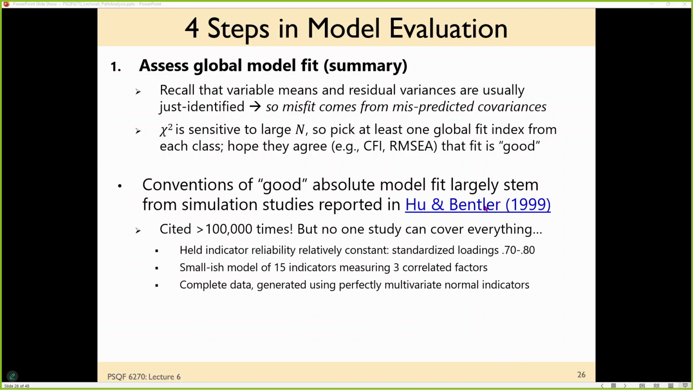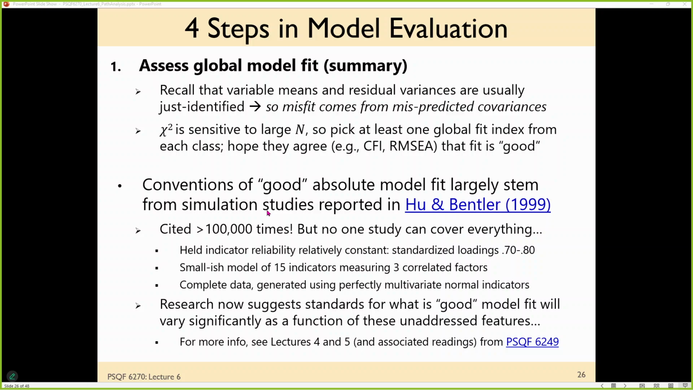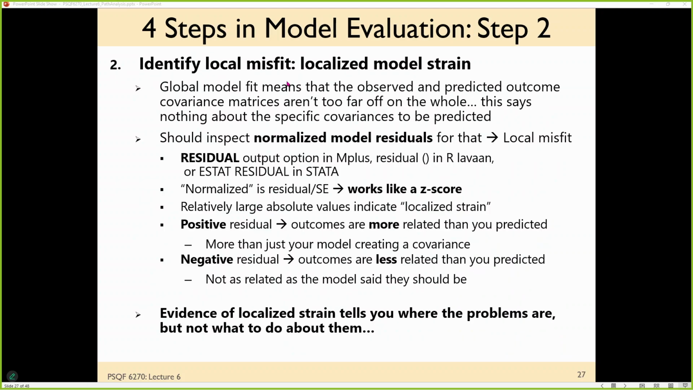All right, so yes, here's a study that's been cited over 100,000 times, where the cutoffs came from, but this study only examined a limited number of things. And so there's been a lot of research since then saying, hey, what about this? What about this? What about this? And what about that? All right, so then we have to figure out why the model doesn't fit if that's the case. What are we missing?